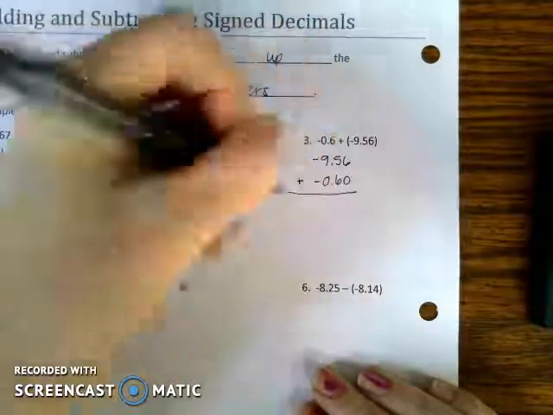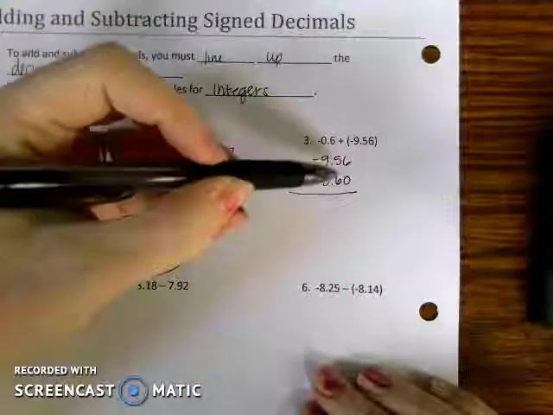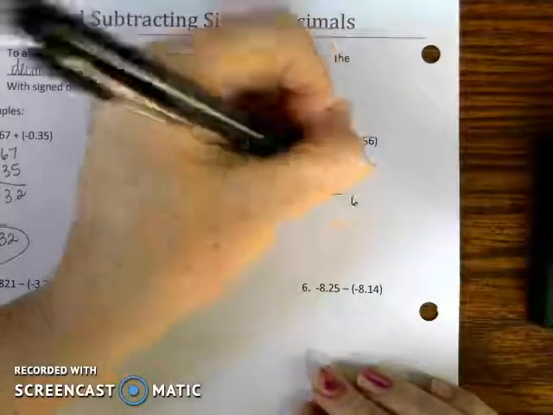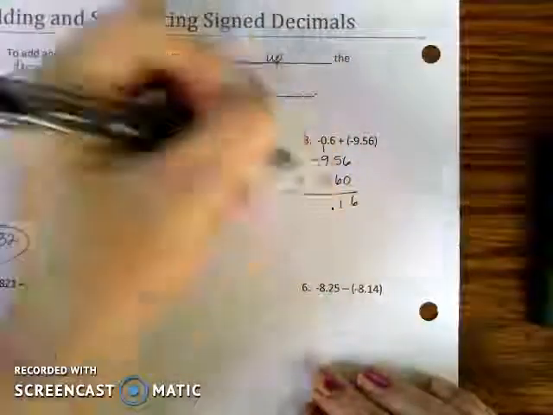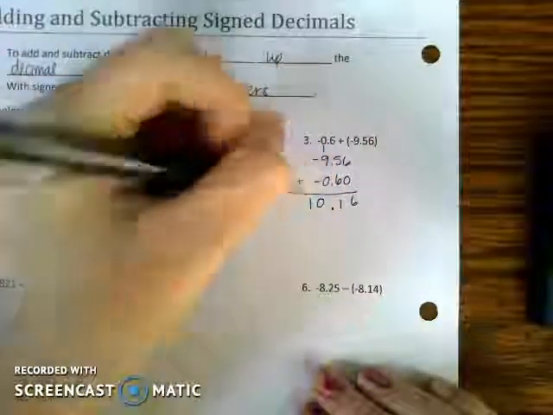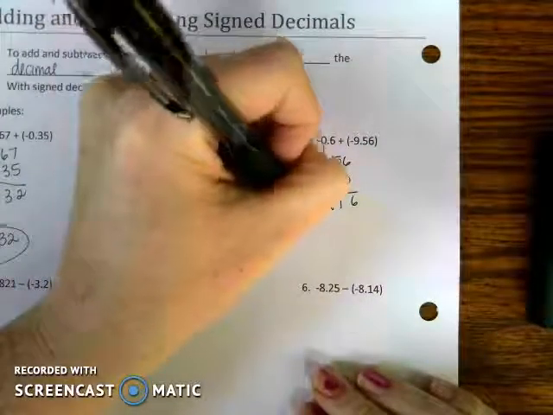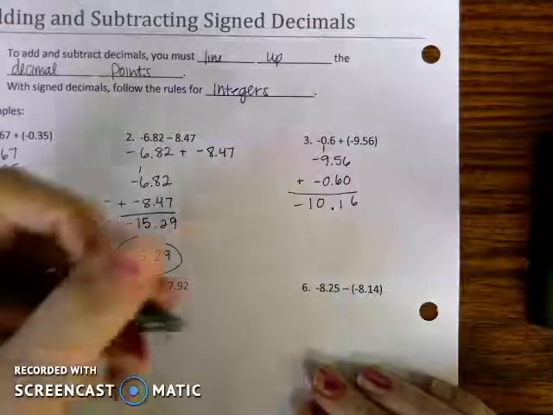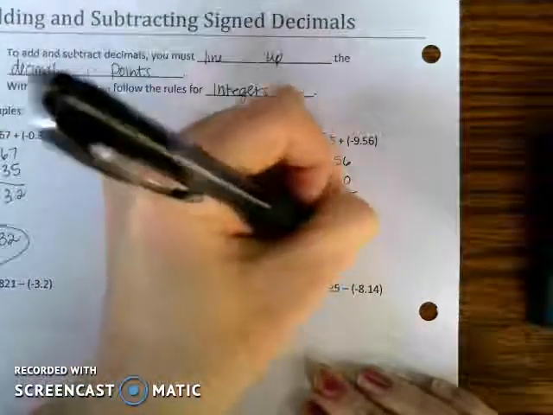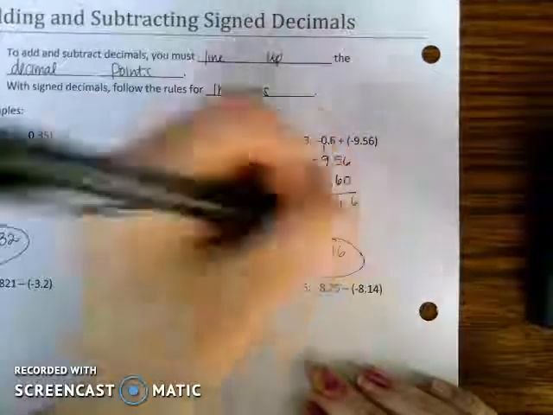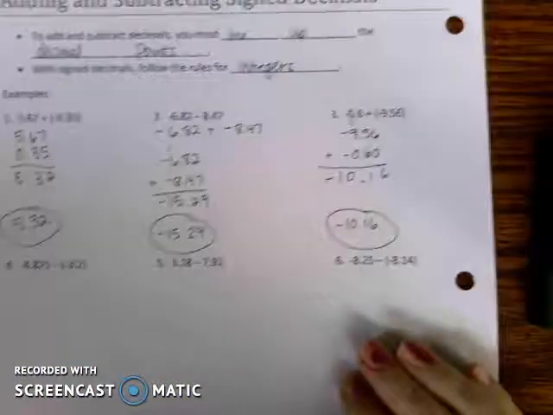So once again, since it's addition, I'm just going to add. 6 plus 0 is 6, 5 plus 6 is 11. I'm going to carry a 1. So I get 10 and 16 hundredths, but remember my answer is going to be negative because I'm adding and keeping the sign. So negative 10 and 16 hundredths is my answer.